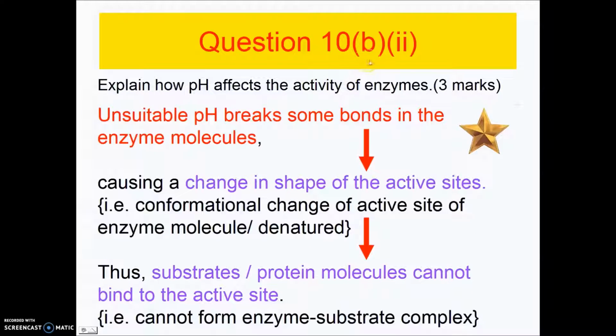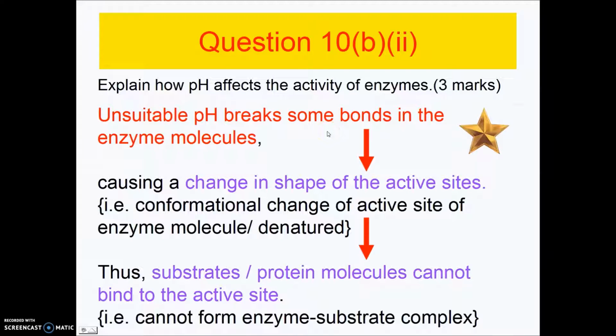So for part B2, probably most students can write this part and this part. That means the second sentence and the first sentence. The conformational change of the active site of the enzyme molecules or the nature. So the substrate and the enzyme cannot combine together to form the enzyme substrate complex. But probably, okay, the most important sentence they missed: unsuitable pH breaks some bonds in the enzyme molecules.